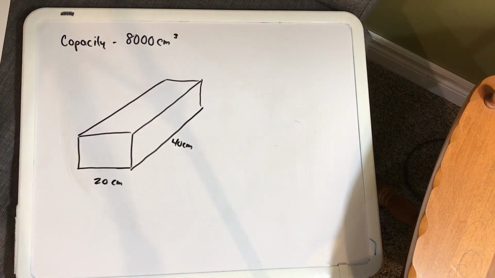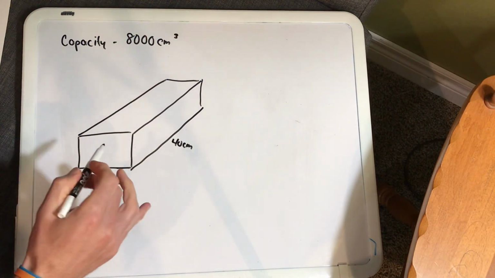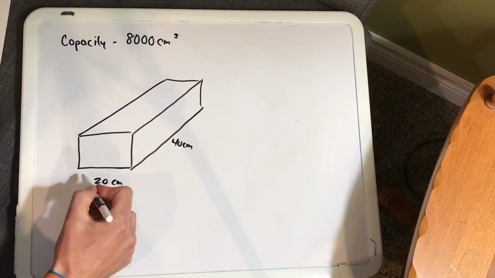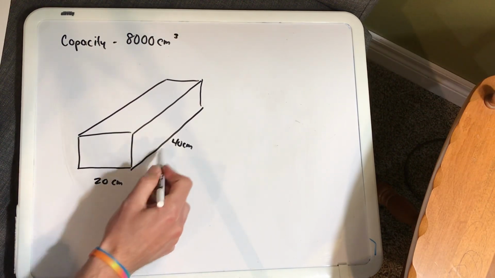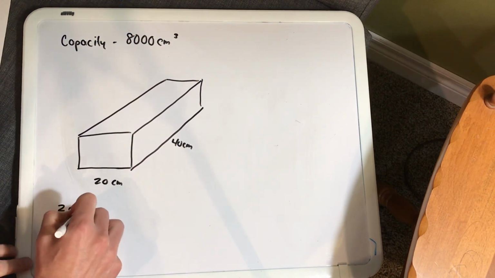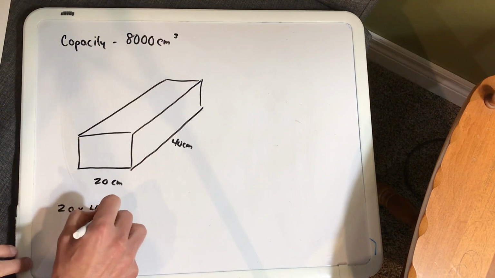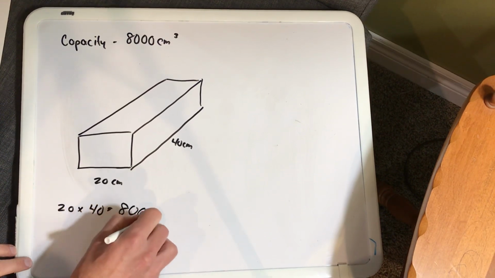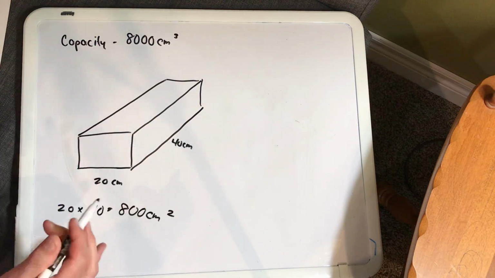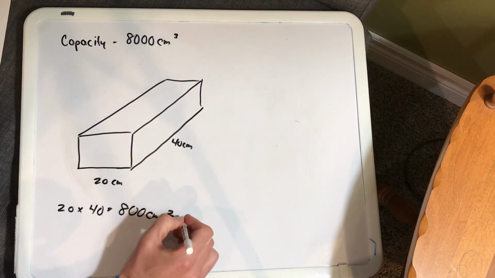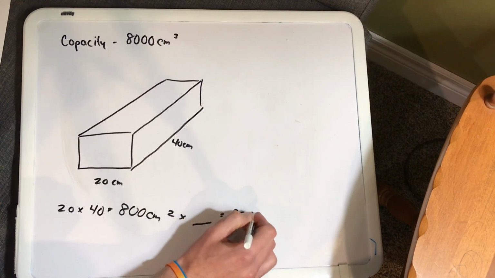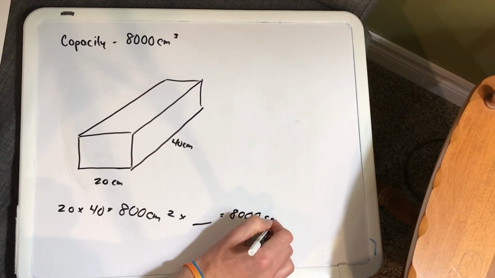So we can find our height pretty quickly here, because we know that to find the volume or capacity of a rectangular prism, we're going to do the length times the width times the height. We know two of those measurements, so we're going to go 20 times 40 is 800 centimeters squared, because right now we're just talking about the area of the bottom. And then times something would give us 8,000 centimeters cubed.